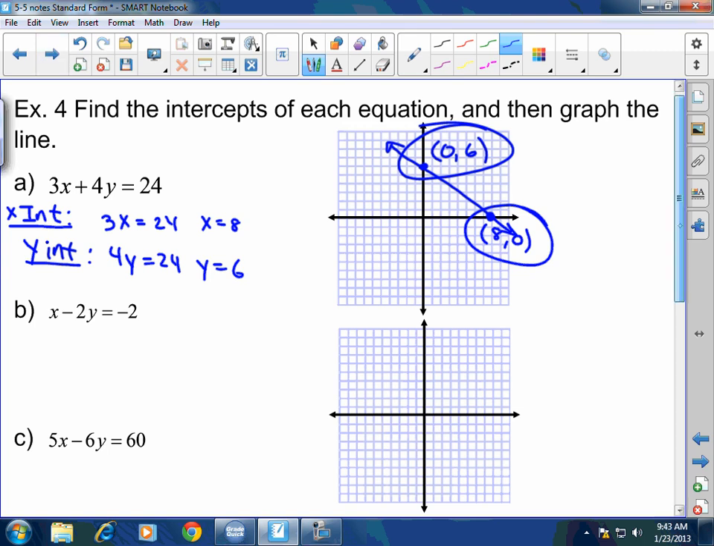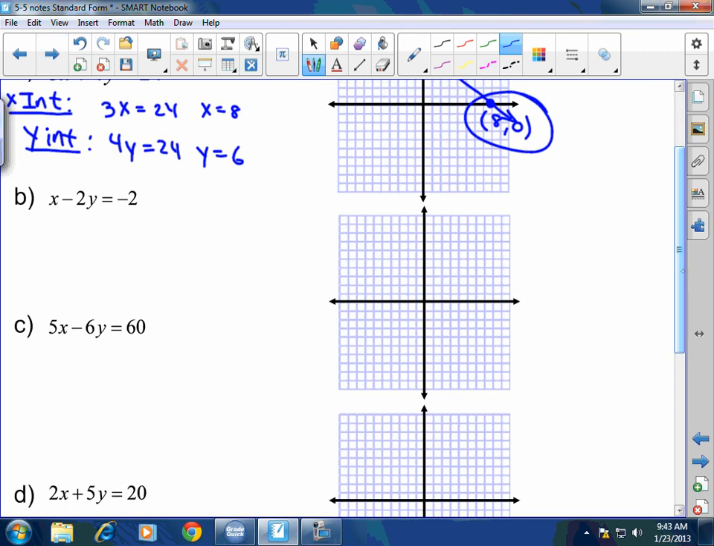Number 2, B rather. What's the coefficient of x? What's the coefficient of y? -2. -2. Does 1 go into -2 evenly? Does -2 go into -2 evenly? So can we use our procedure? Yes. Let's find the x-intercept. When I find the x-intercept, what disappears? The y. So in this case, x equals -2. -2, 0. That's my x-intercept.